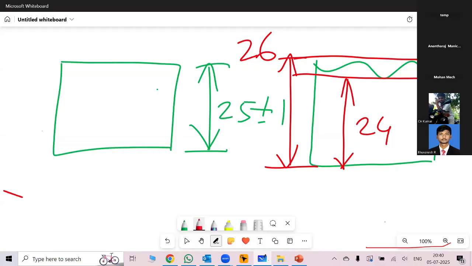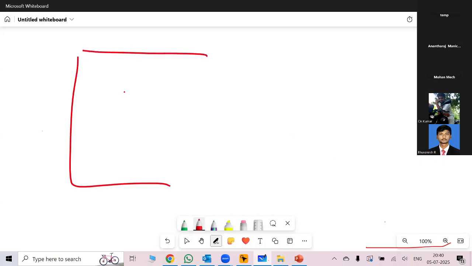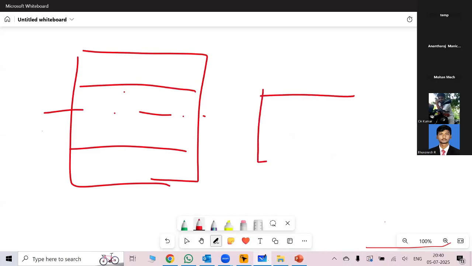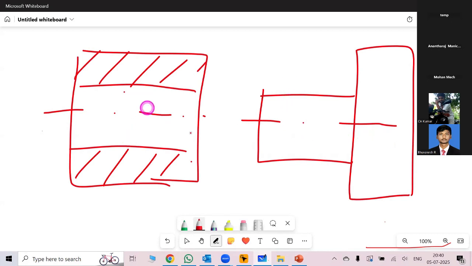Datums should be established based on how the part is going to get assembled and what the functional requirement is. Say for example, there is a part like this. There is another part like this. I want to assemble these two parts together. Now, this is the surface that is going to enter into the hole first. So this surface would be considered an individual feature.